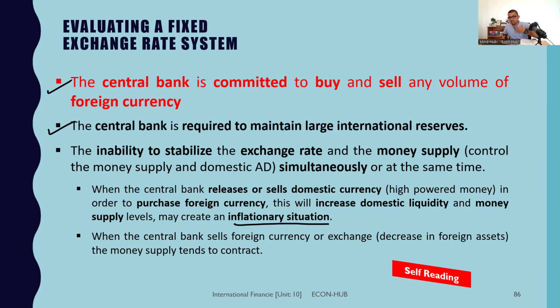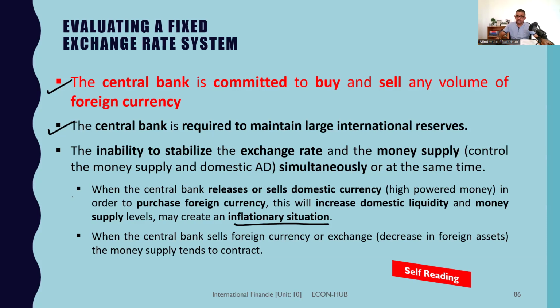Because remember the first point there in red color, the central bank has to commit to buy and sell any amount. So whenever they buy dollars, they pay in rupees. They print new rupee coins and notes and pay and buy the dollars. Now new money comes into public circulation. When people have money, we have a marginal propensity to consume. What do we do when we have more money? We start demanding more goods and services. Aggregate demand increases. That causes demand-pull inflation.